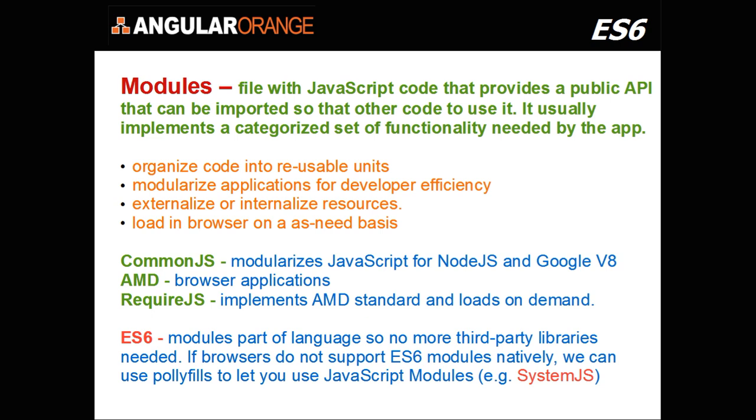Okay, so now we're going to end this with modules. Modules are a file with JavaScript code that provides a public API that can be imported so that other code can use it. It usually implements a categorized set of functionality needed by the app. It makes your code more organized, more reusable. It makes your applications more modular, so developers can be working on different modules. It externalizes or internalizes resources. They load in the browser on an as-needed basis. It's just good stuff.